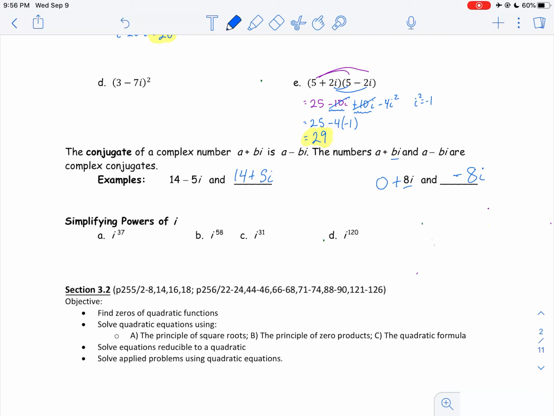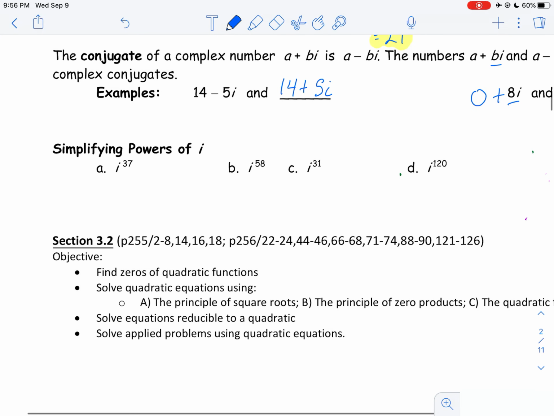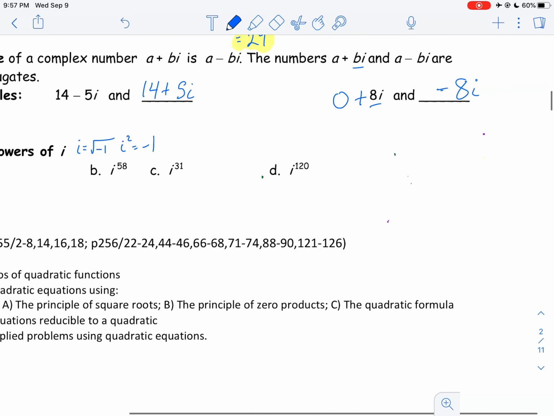All right, this last section here is on simplifying powers of i. How could I simplify i to the 37th power? If you think back, we're going to start with a few key ideas. You know that i is the square root of negative 1. You know i squared, if you square that, is just negative 1. If you follow this pattern out, I'm confident you can simplify i to the 37th on your own. Give it a try if you'd like.